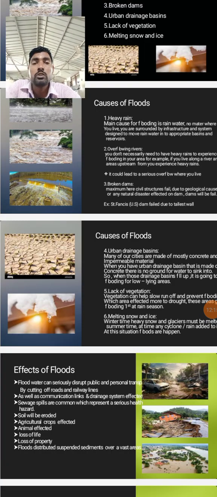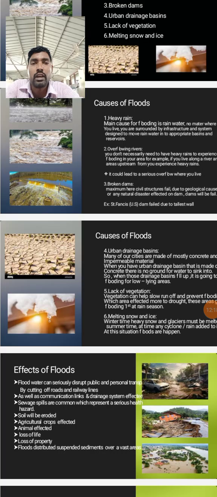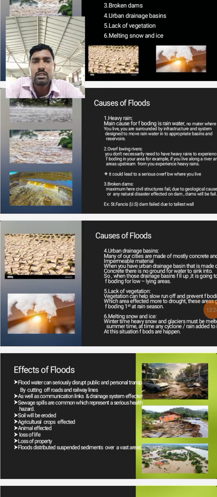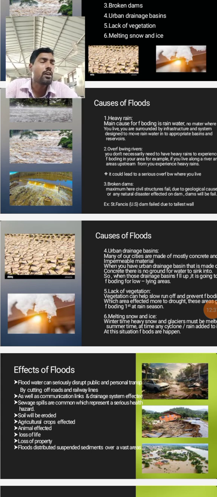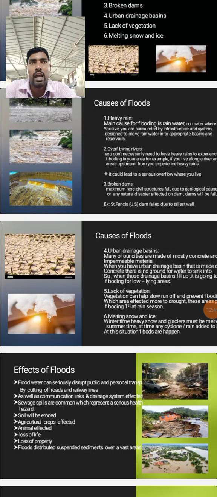My dear students, I already told you, heavy prolonged rain or continuous rain is one of the causes of floods. Here it means the main cause. We are surrounded by infrastructure and systems designed to move rainwater into appropriate basins and reservoirs. We plan that when heavy rain happens, the rainwater is stored in reservoirs as much as possible, and sent with the help of canals to the dam. We also have river basins and check dams, and we have to utilize them to control that water, otherwise that heavy rain becomes a flood.